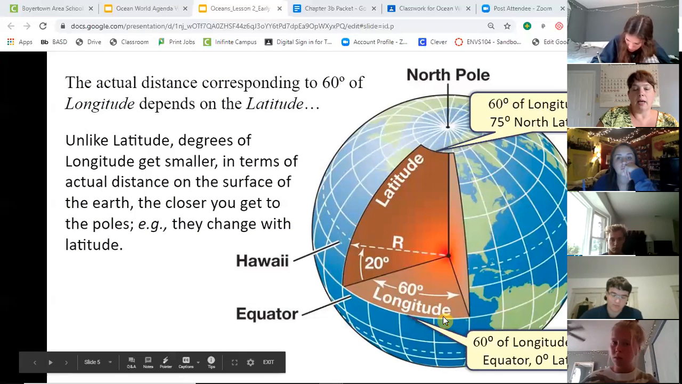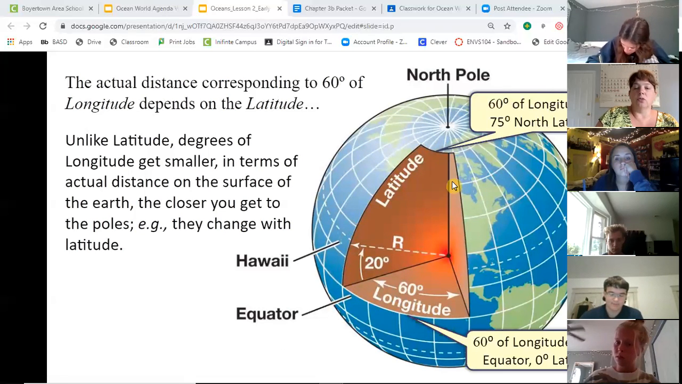So if we look at the equator and we look at how much distance 60 degrees longitude spans, we can see it's a pretty big distance. As you get closer to the North Pole, that same 60 degrees spans a much shorter distance. So you can't use longitude to determine how far you have traveled, but you can use latitude to determine that.